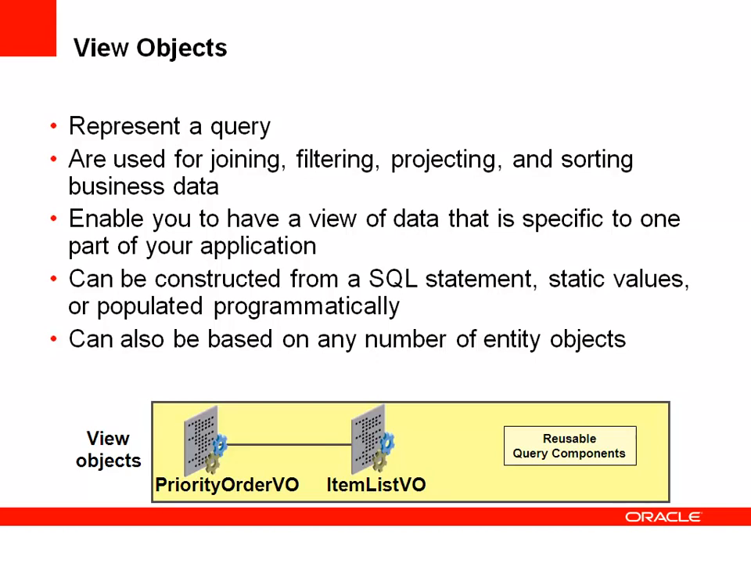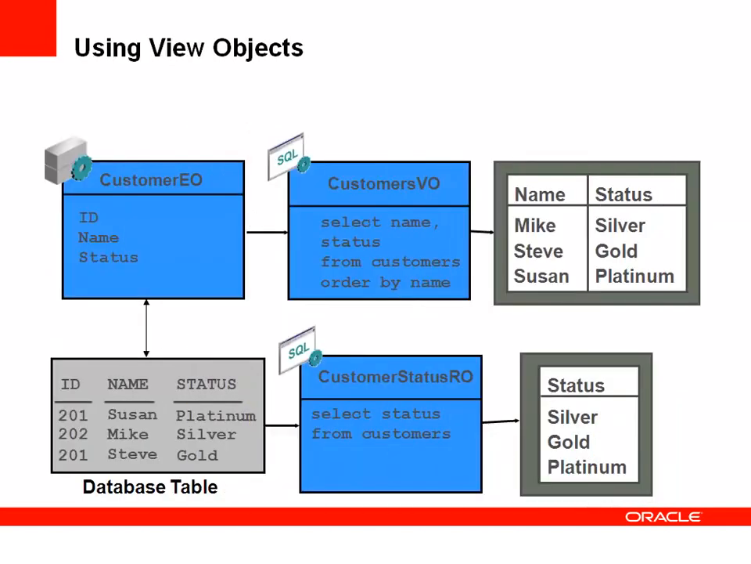A view object can be constructed from a SQL statement, as well as have its values statically typed into it or be populated programmatically through a piece of code. There are two types of view objects, an updatable view object and a non-updatable view object. A non-updatable view object is simply a query defined against the database. It returns a result set, and this is the object that you can use to display the data in your pages. An updatable view object, however, is based on data coming from entity objects.